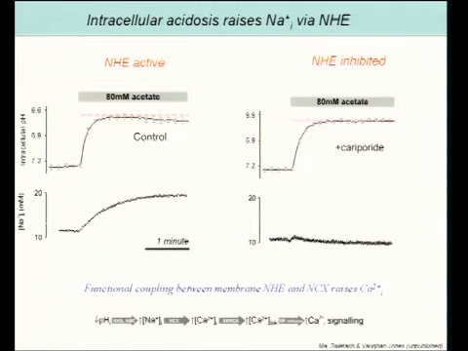The relationship between pH and calcium is believed to occur because of functional coupling between membrane sodium-hydrogen exchange and sodium-calcium exchange, which raises calcium. So what happens? Well, we have a fall of pH in the cell. That stimulates sodium-hydrogen exchange. That raises sodium. The rise of sodium then acts on sodium-calcium exchange in the membrane, and that raises basal levels of calcium.